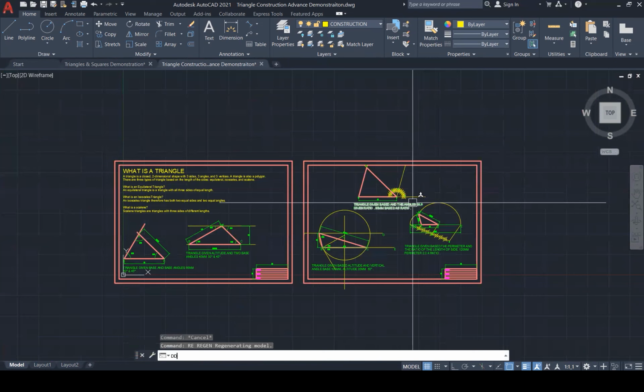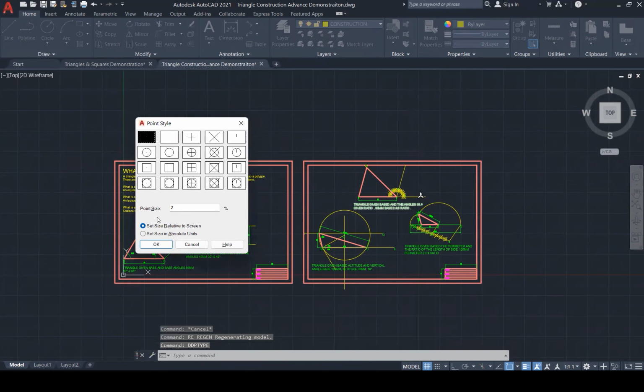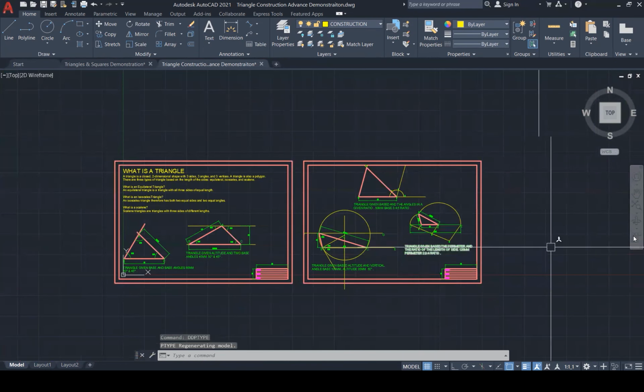Let me turn off my points. Put them back there to that.